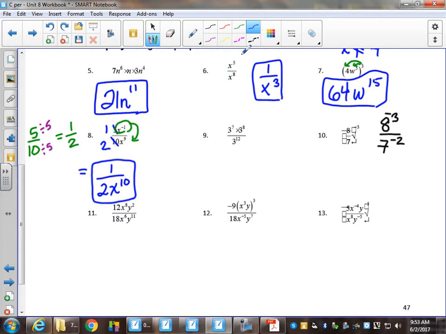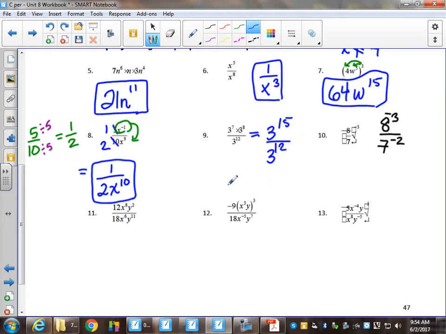Gene, go for it. So let's talk about it. 3 to the 7th times 3 to the 8th. I have the same base. What do I do with the powers? Add them. What is 7 plus 8? So this becomes 3 to the 15th divided by 3 to the 12th.